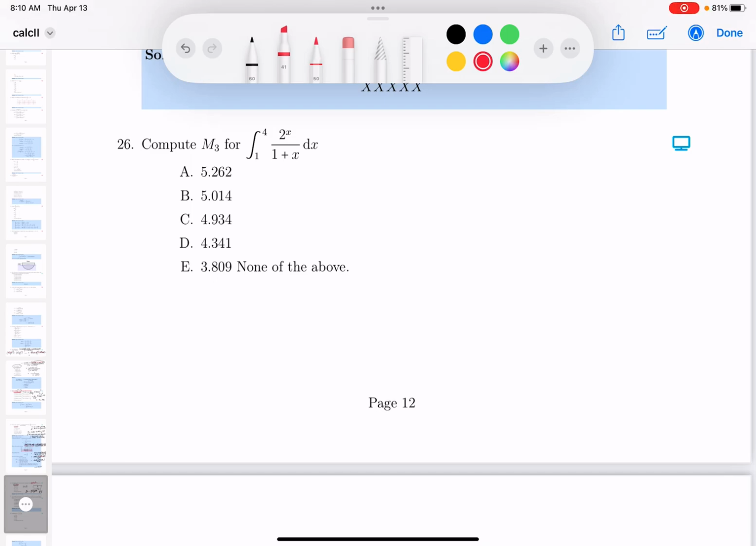Okay, this is a multiple choice exam, and I'm going to put the work down certainly for you. I'm going to write down what f of x is. F of x is equal to 2 to the x over 1 plus x. And I know my interval is from 1 to 4.